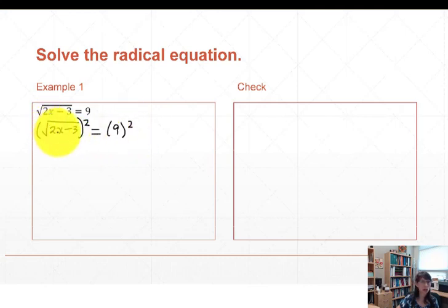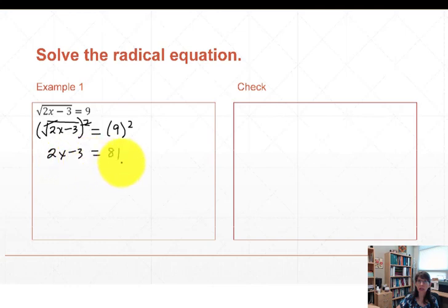Remember that if you have a square root and you raise it to the power of 2, those operations undo each other because they're opposite operations. And so you're really clearing 2x minus 3 from the radical. On the right-hand side, 9 times 9 would make 81. So make sure you are squaring, not multiplying by 2. So 9 times 9 gives us 81. Now notice the result: 2x minus 3 equals 81.